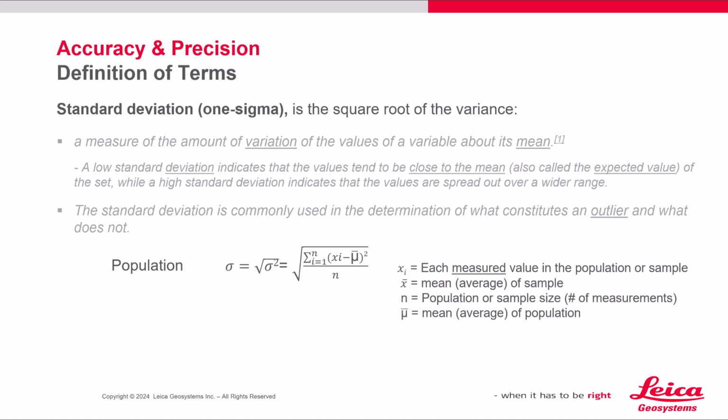The population formula, the sum of the squares divided by n. Now notice that there is a little different symbol here, that's mu. So this means the average of the population. And this means the average of the sample. If we do that, the standard deviation is 1.58 inches.